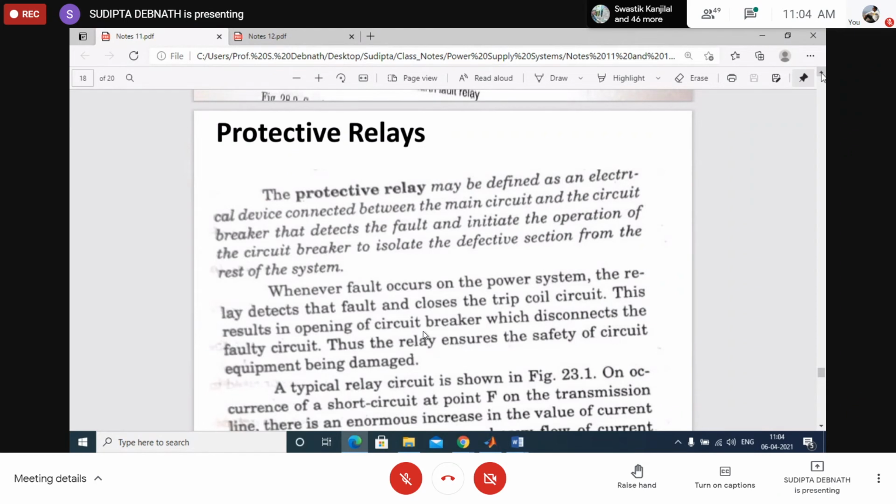Actually, the relay cannot isolate the circuit itself, it only sends a signal to the circuit breaker that some abnormal things have occurred. Sometimes not only current, but if the power flow direction is reversed, it also sends that signal. That is called a directional relay. So not only will it sense the current.